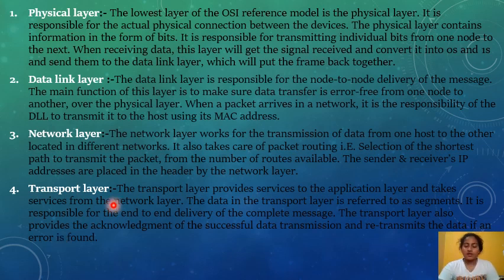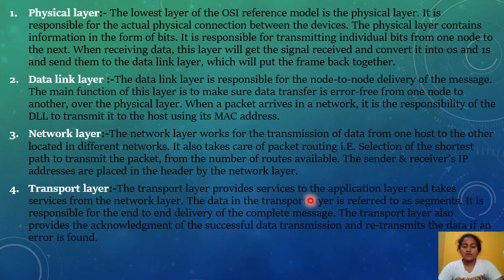Then the transport layer, the fourth layer. The transport layer provides services to the application layer and takes services from the network layer. The data in the transport layer is referred to as a segment. It is responsible for the end-to-end delivery of the complete message. The transport layer also provides the acknowledgement of successful data transmission and retransmits the data if an error is found. So the transport layer transfers information to the application layer, which is layer 7, the topmost layer of the OSI reference model.